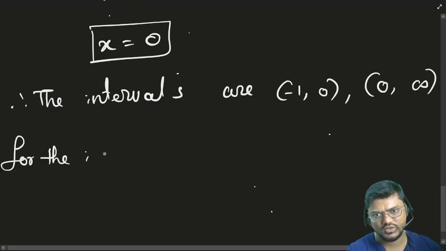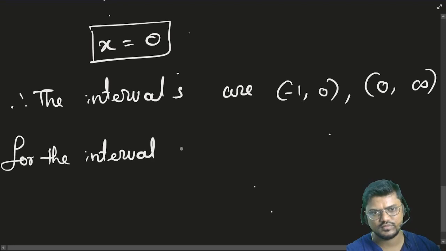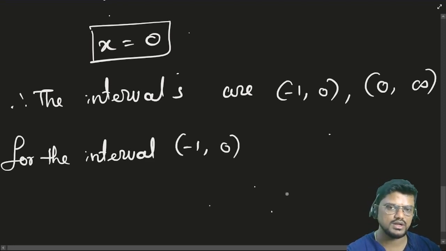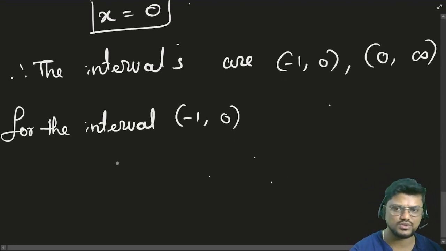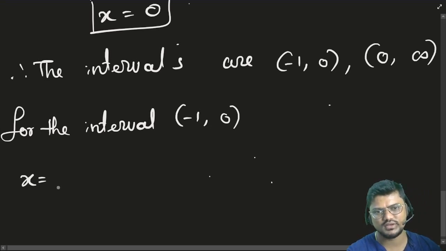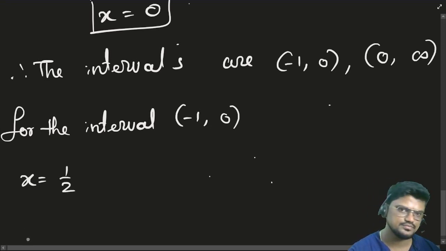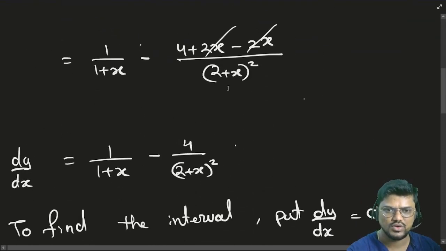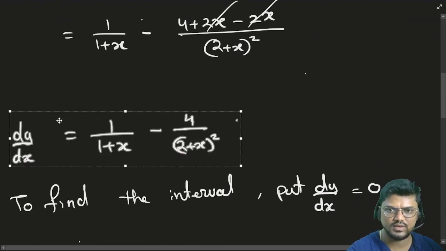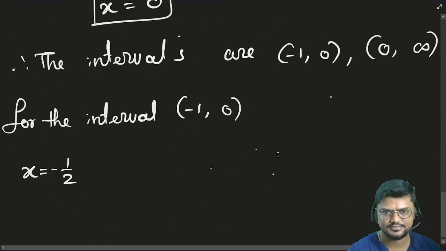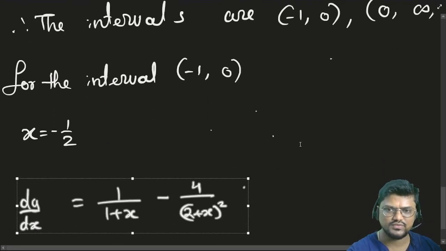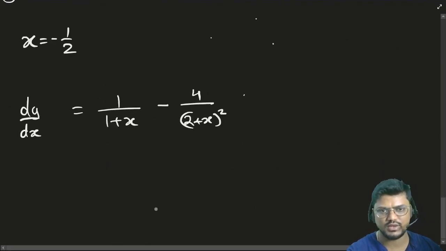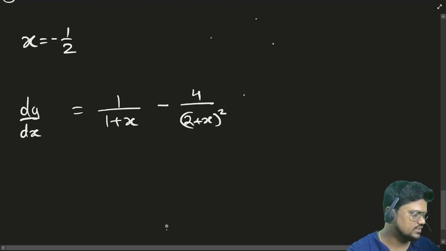minus 1 to 0. Now let us take any number between minus 1 to 0. You can take x equals minus 1 by 2, between minus 1 and 0, no? So minus 1 by 2 you can take. Okay, minus 1 by 2. So your f dash of x, what is your dy by dx? This is what your dy by dx. So let's find what dy by dx is at minus 1 by 2. Okay, so let's solve it.